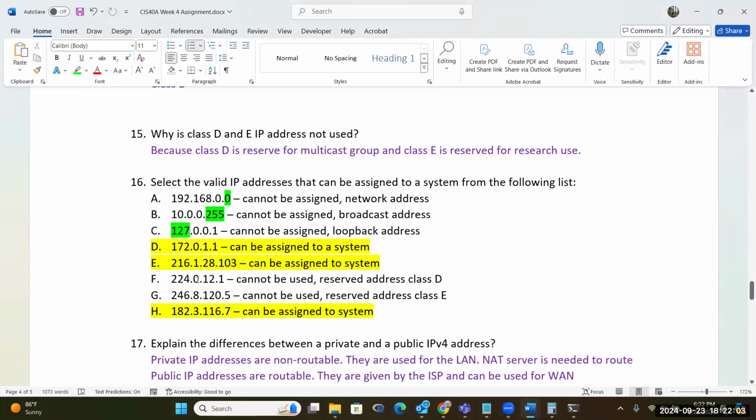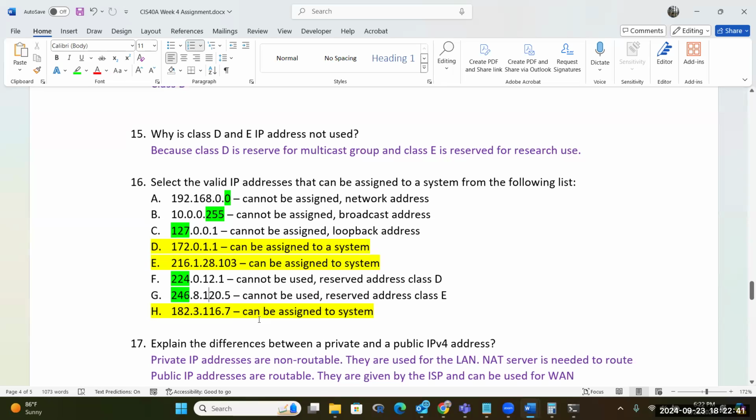24.0.12.1, no. Why? Because the first octet falls into class D, as in David. So that's not a usable class. Question 16G, right? Also, the first octet, when you see the higher value, you would see that it's in the upper classes, D and E. So that's forbidden, right? It's a reserved address class. So because of the first octet.